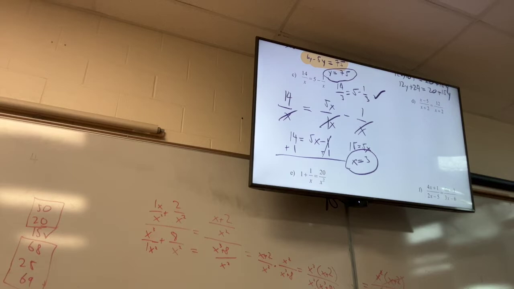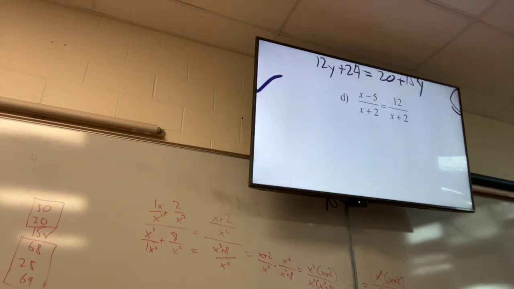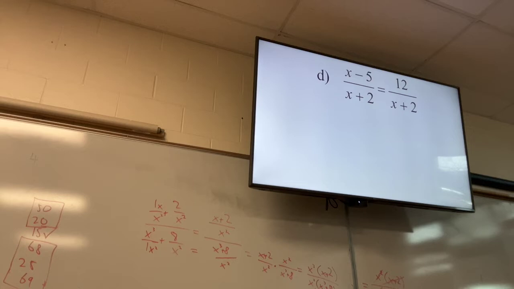Wait, they're the same now. Yeah, for D, they're already the same. The first step is done for you. So then what do I do immediately then? Just go right into step 2. So you can cross out the denominator.